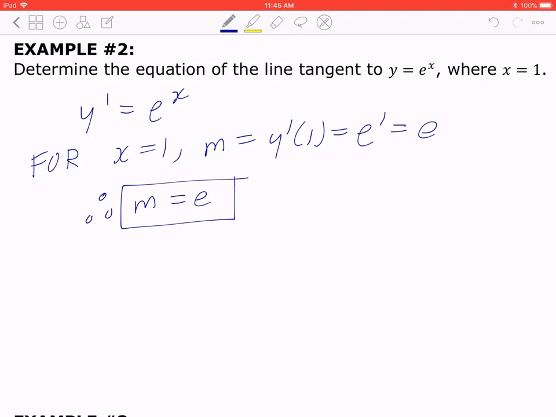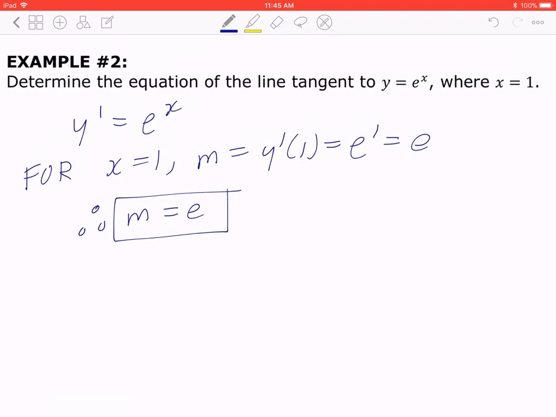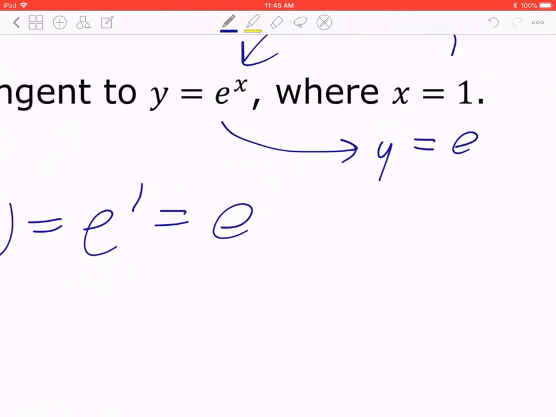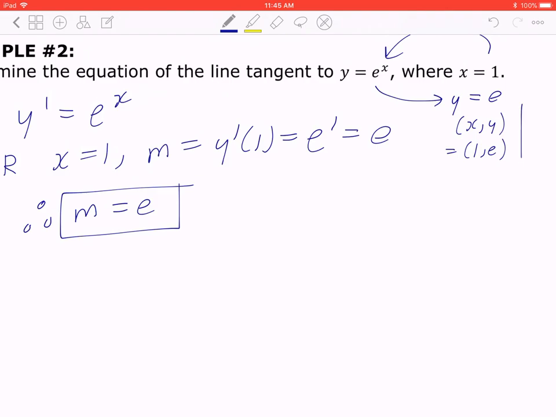Now to find the equation, you need to find the coordinates. So the fact that x equals 1, you have to go back and figure out the corresponding y value. So you can plug in x to be 1, which means y is going to be e. So this tells you that the coordinate x, y is going to be (1, e). And again, we can put a box around that.